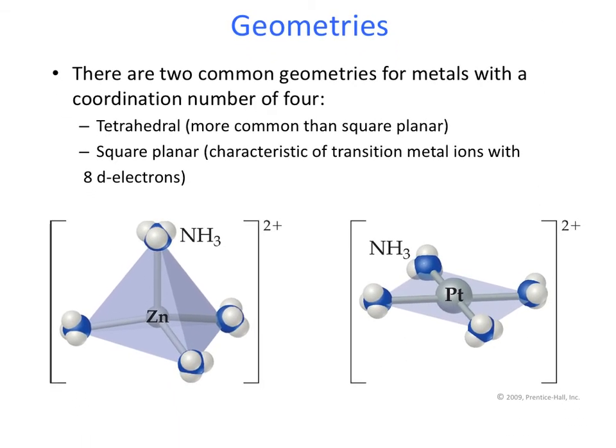So here's our formal slide for a coordination number of 4. If my coordination number is 4, I can either have a tetrahedral geometry, which is most common, or a square planar geometry. Again, a square planar geometry you will only see if you have 8 d electrons in your metal center. And you can see the drawings here from our textbook.